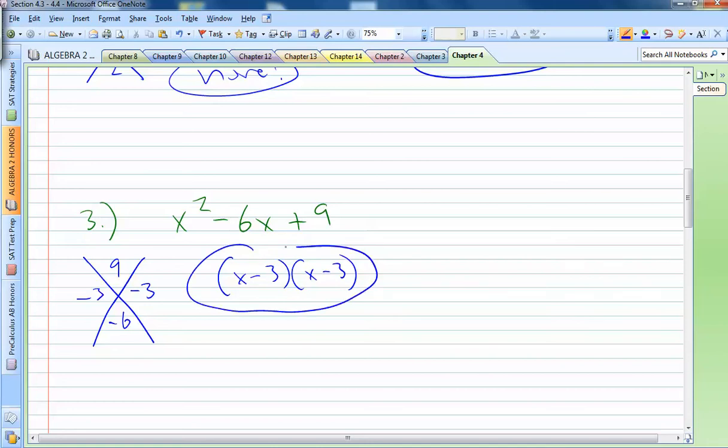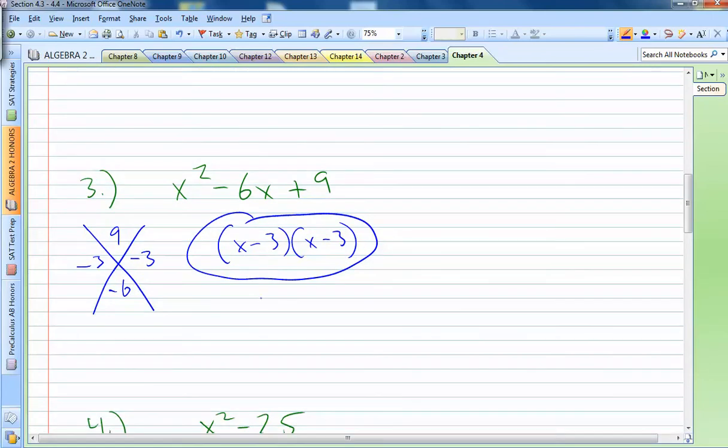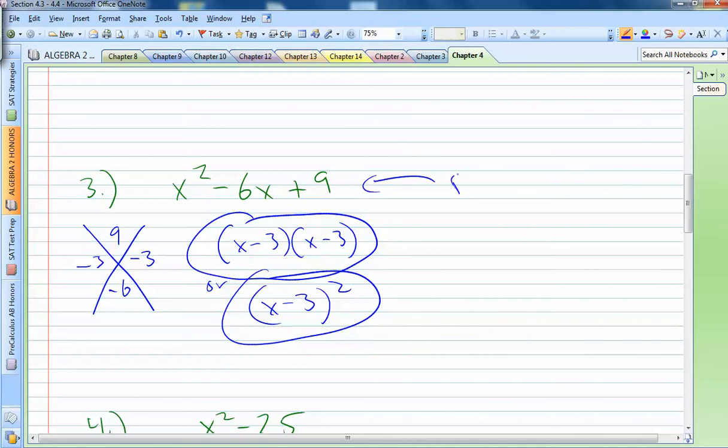And that's it. Now this also gives rise to a very special type of factoring, because we can also write our answer like that as well. Either answer would have been correct. In fact, this is called a perfect square trinomial.